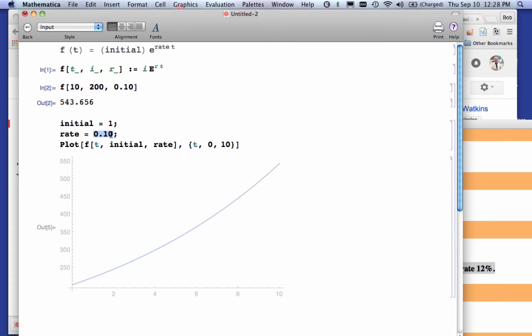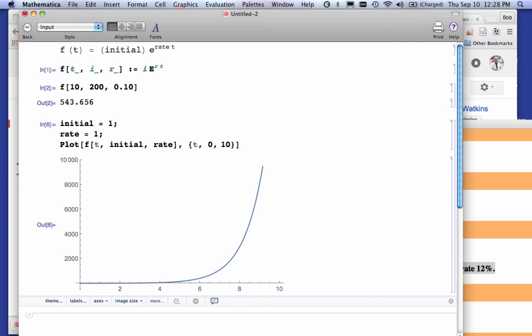If I make all these things 1, by the way, and reevaluate it, you'll see what that function looks like. Okay, and that's what you're trying to do.